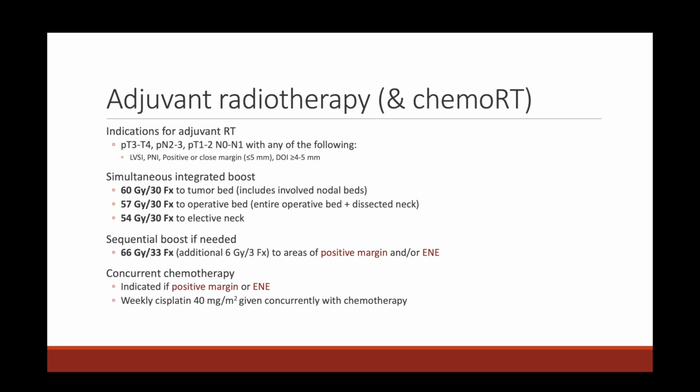And if patients have those additional risk factors of a positive margin and/or extranodal extension, then we might need to deliver a sequential boost. That is an additional 6 Gray in 3 fractions for a total of 66 Gray in 33 fractions. And if we're going to give that sequential boost to 66 Gray, the same indications are indications for concurrent chemotherapy. So typically if there's positive margin or extranodal extension, we add concurrent chemotherapy, and most often that is weekly cisplatin 40 milligrams per meter squared.